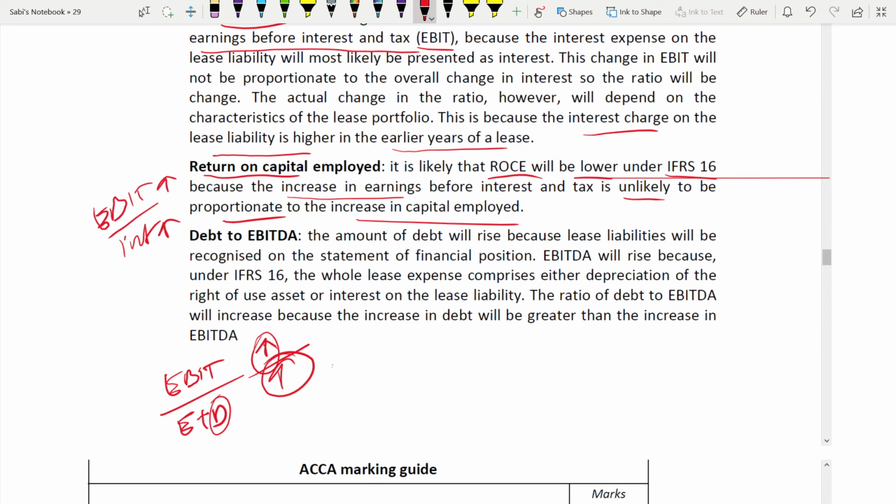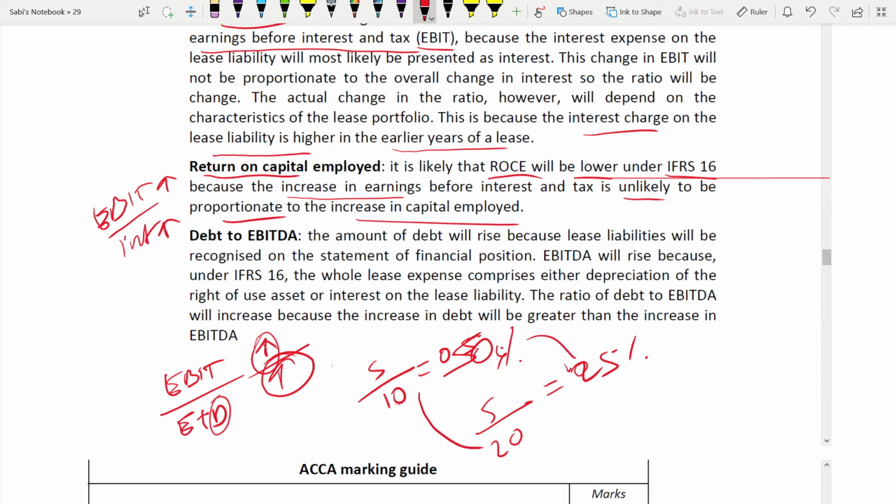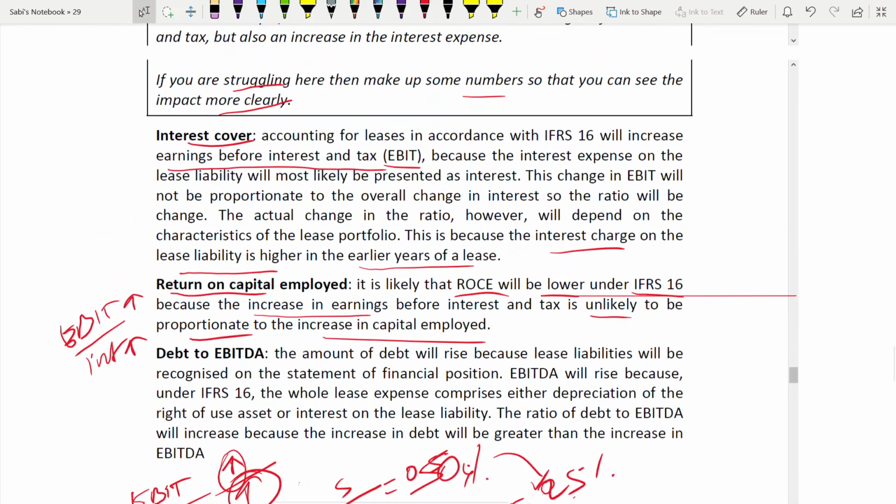I will demonstrate this through a number. 5 divided by 10 is 0.5, half, 50%. Now I'm going to increase the denominator: 5 divided by 20 becomes 25%. I have just increased the debt, the lease liability, from 10 to 20, and the ratio fell. Even if you increase it by a smaller amount, 6 or 7, the impact will still not be proportionate, because lease interest will only be a smaller amount. Earnings before interest and tax will increase, but your capital employed will increase by a greater amount. That's why return on capital employed will decrease. But earlier, in interest cover, it was not clear cut because both are increasing, and it might or might not be proportionate.